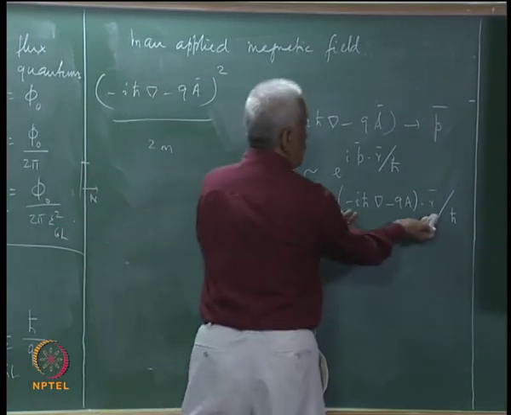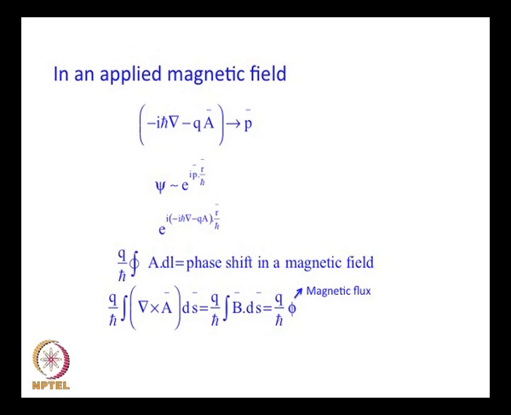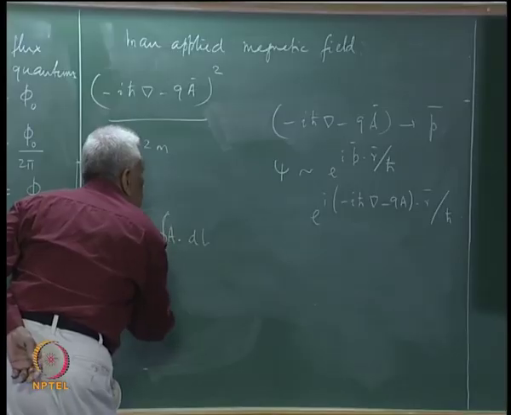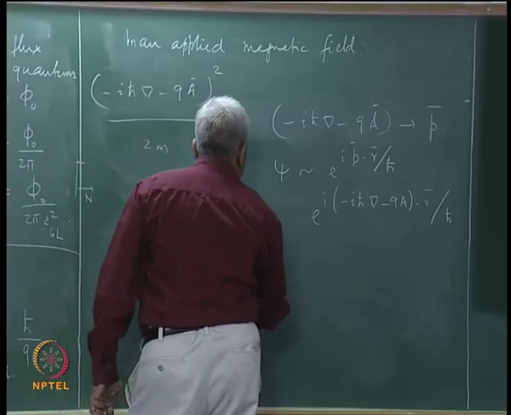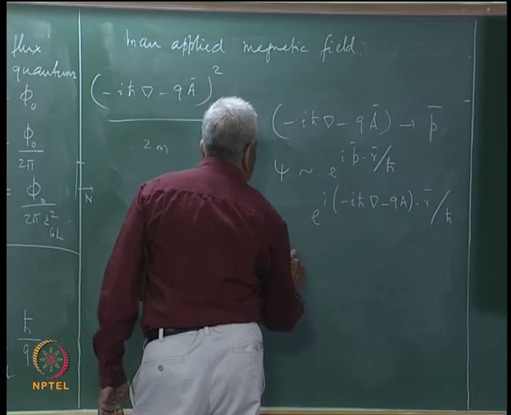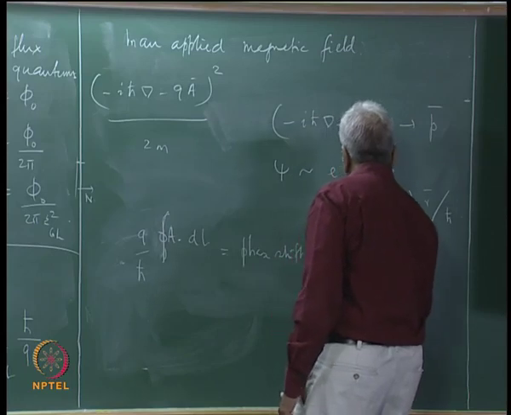So, we can see that the quantum mechanical phase is given by the line integral in the presence of a magnetic field. The phase factor due to the magnetic field can be separately written as q by h cross times the line integral of A dot dl. This is the phase shift in a magnetic field.